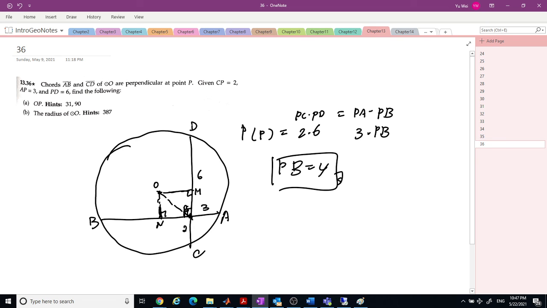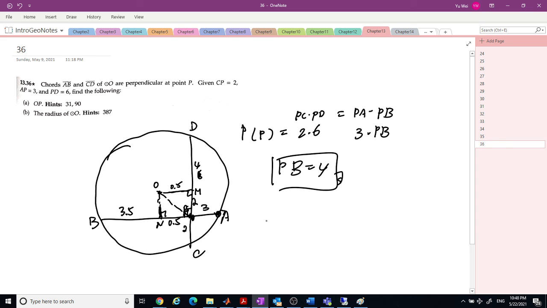So we know PB equals 4, right? Now, because M is the midpoint of this, 2 plus 6 is 8, so half is 4. So we know this is 2, the other is 4. And PA is 3, PB is 4, right? So the total is 7. Half is 3.5. So we know this is 0.5 and this is 3.5. Okay, so now we know it's 0.5.